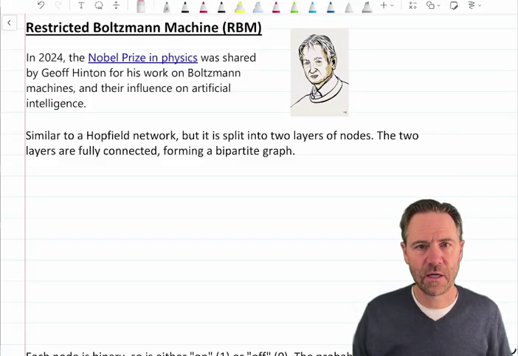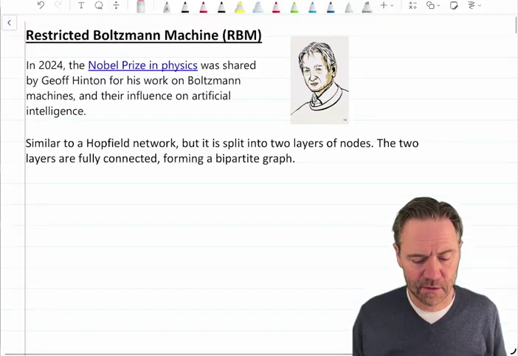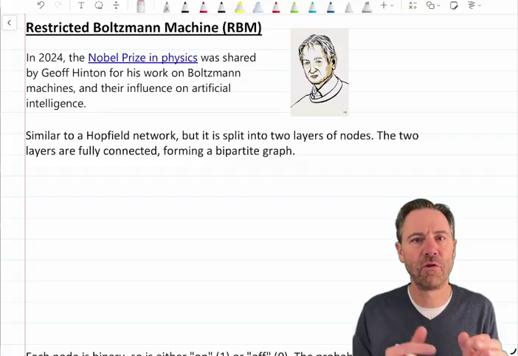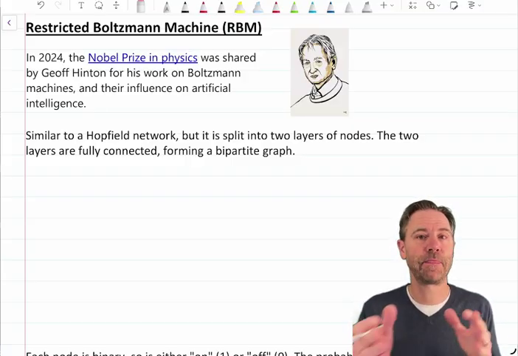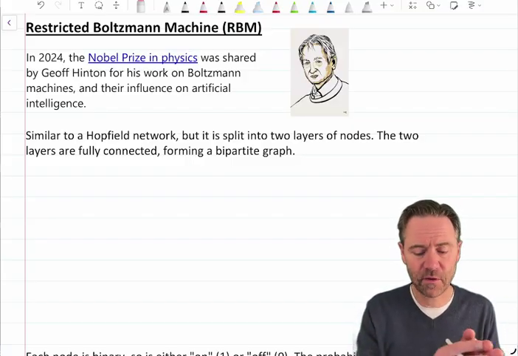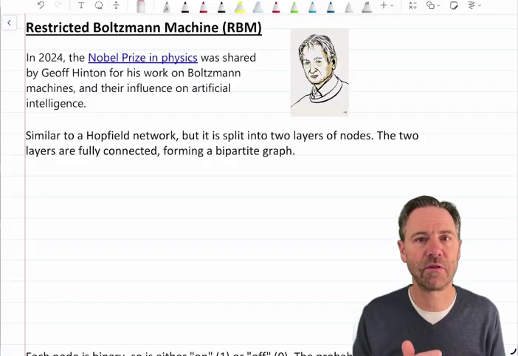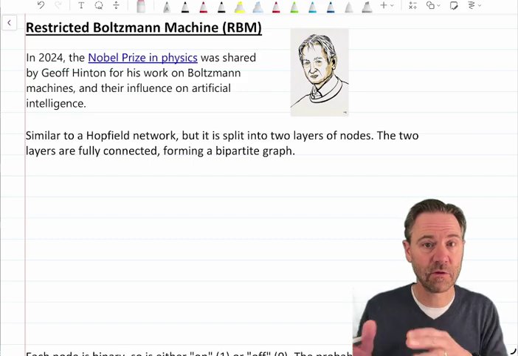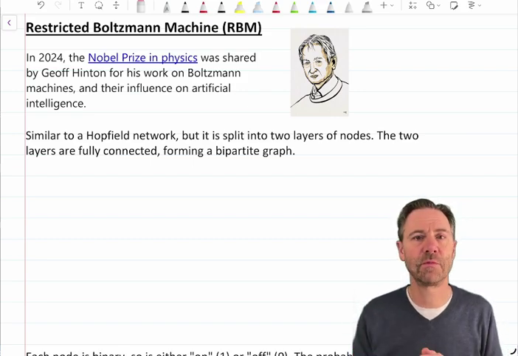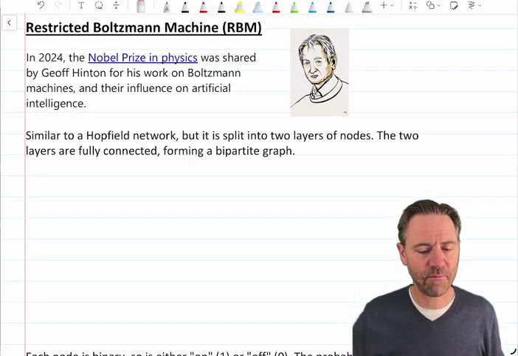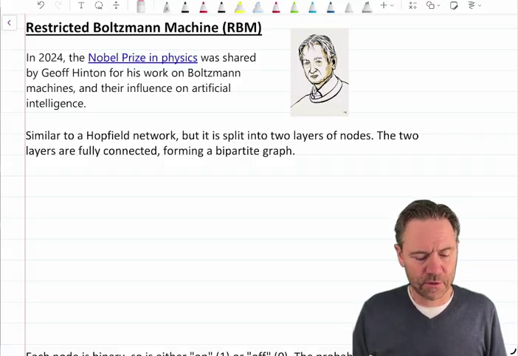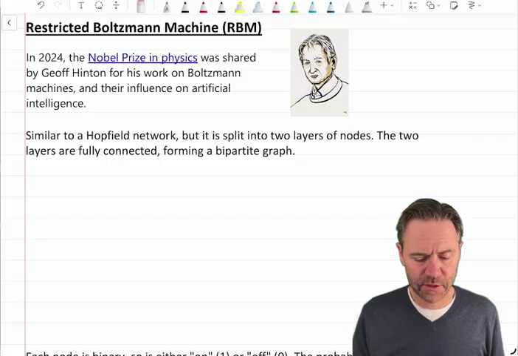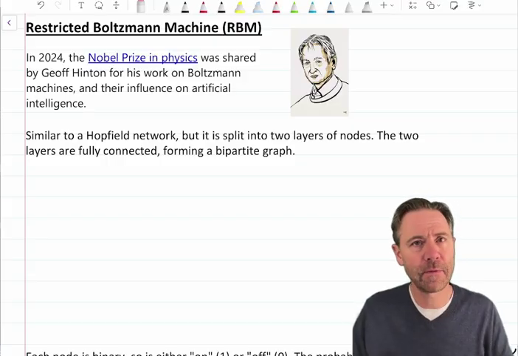In fact, as you can see here, the restricted Boltzmann machine was involved in the Nobel Prize in physics that Hopfield received. Hopfield and Geoff Hinton both received the Nobel Prize in 2024 for their work. Hinton was using some of the same concepts that Hopfield was using.